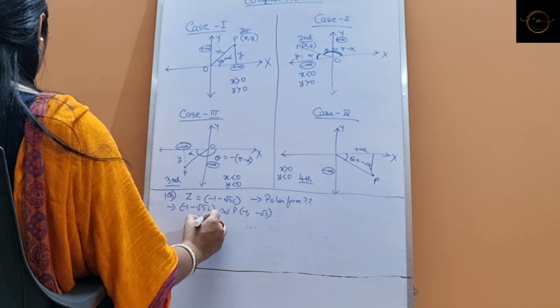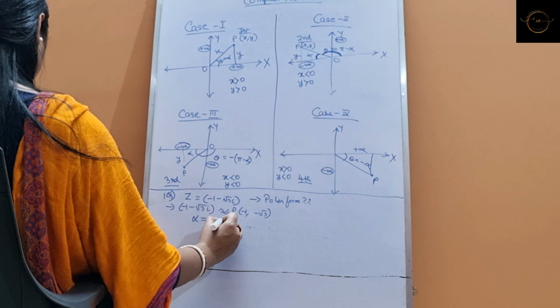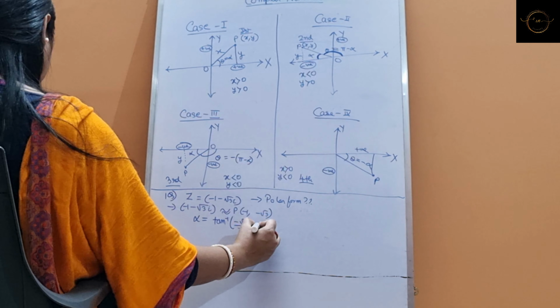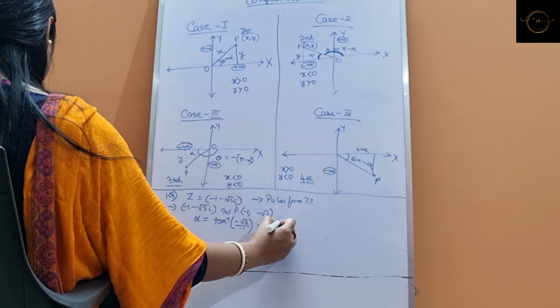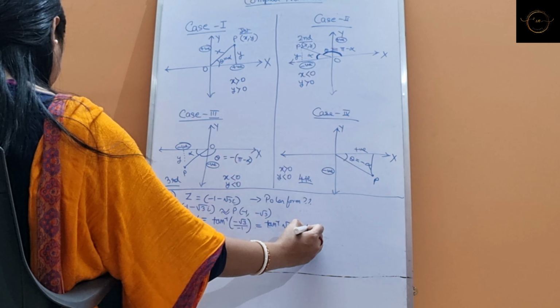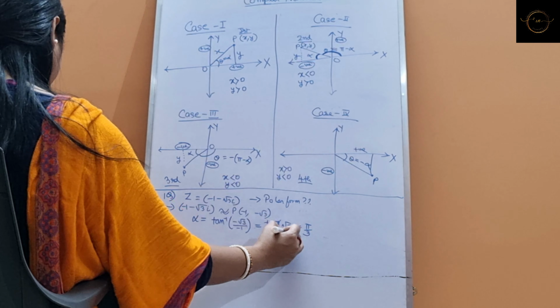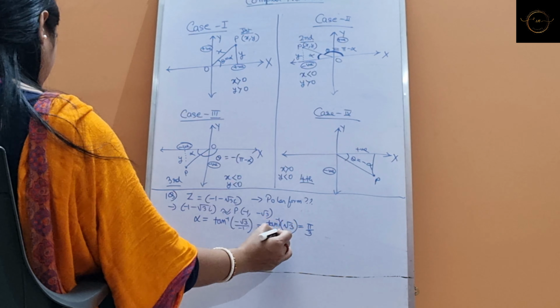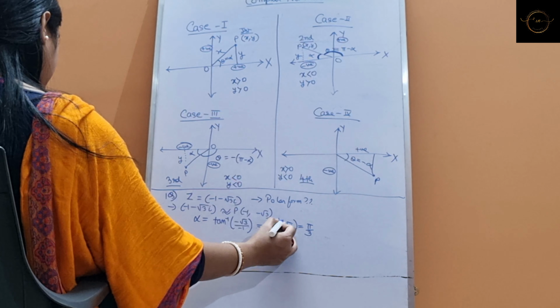So what will be the value of alpha? Alpha will be tan inverse of minus root 3 by minus 1, that is equal to tan inverse of root 3, that is equal to pi by 3. This is pi by 3 because root 3 means tan 60 degrees.